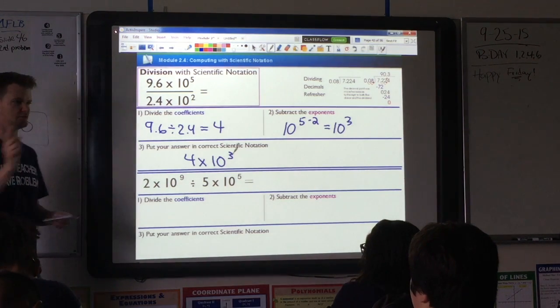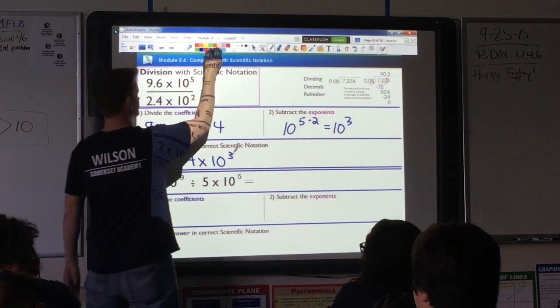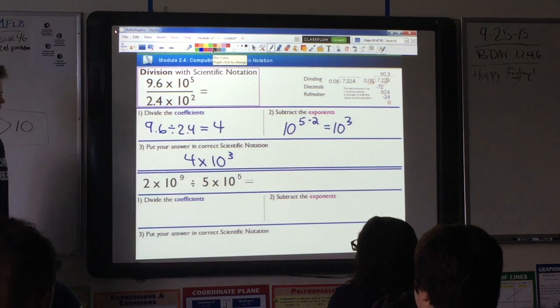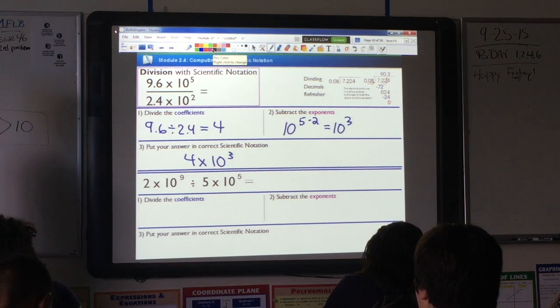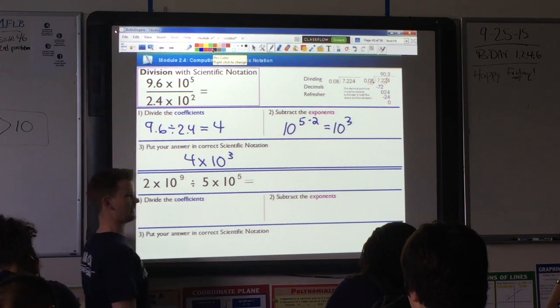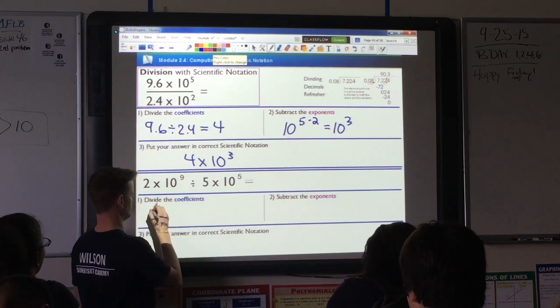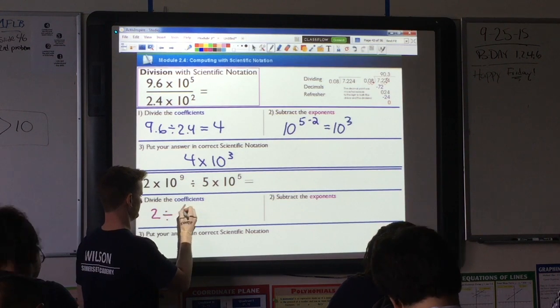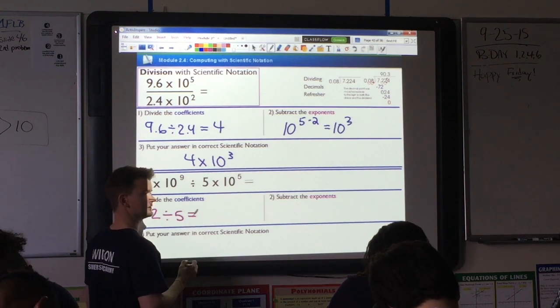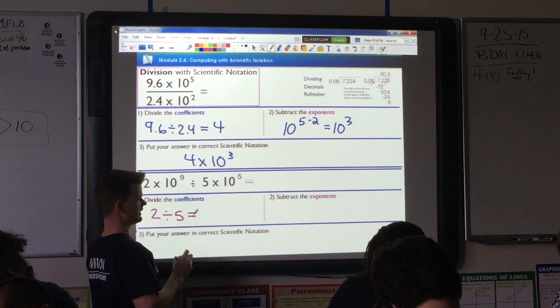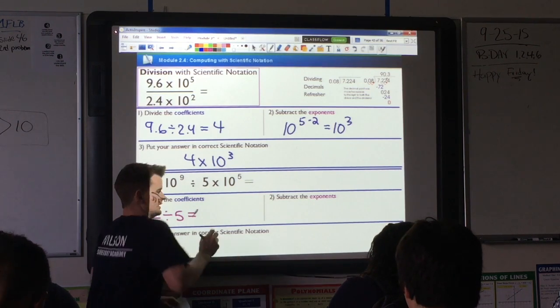Rachel Thomas is right over there. Okay. What are we doing? You tell me. Divide the coefficients. What are my coefficients? 2. You can do 2 divided by 5. Do you know what that is? Well, 2 divided by 5 is not going to be 2. Let me show you how we do this.